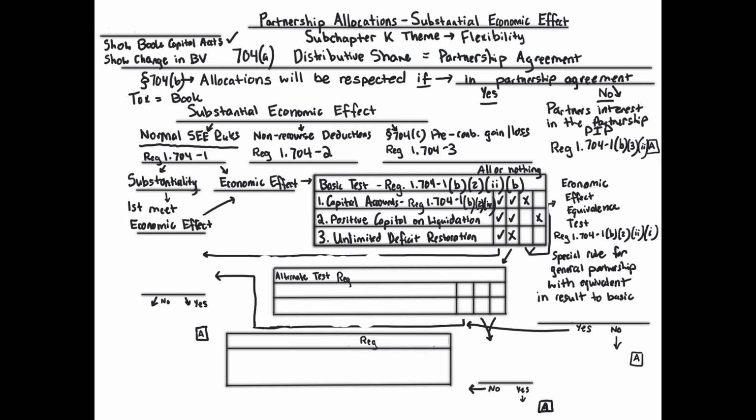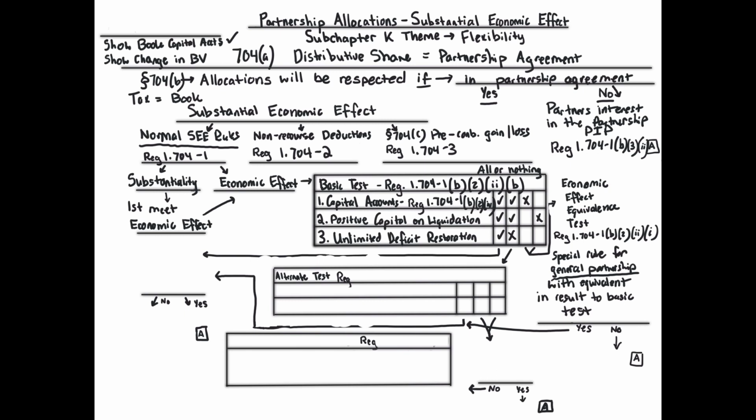So again, this is only meant for general partnerships. So if you're a limited partnership, nope, not going to work. You have to be a general partnership. And you have to go through the analysis, the argument that this would have the same result or effect doing book accounting, again, showing the capital accounts and the change in book value and how things would be allocated to someone that had the basic test.